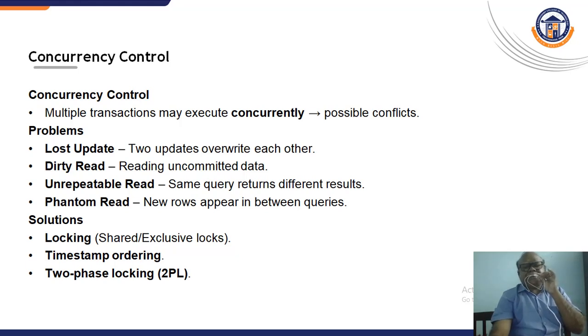Concurrency control. Multiple transactions may execute concurrently, possibly causing conflicts. The problems are: lost updates, where two updates overwrite each other; dirty read, reading uncommitted data; unrepeatable read, the same query returns a different result; phantom read, new rows appear in different queries. Solution: locking, timestamp ordering, two-phase locking. So the above problems can be resolved by using locking, that is the two types of protocols: two-phase locking protocol and timestamp based locking protocol.